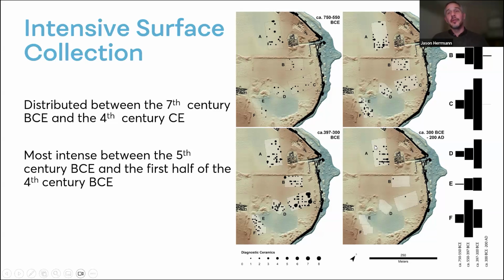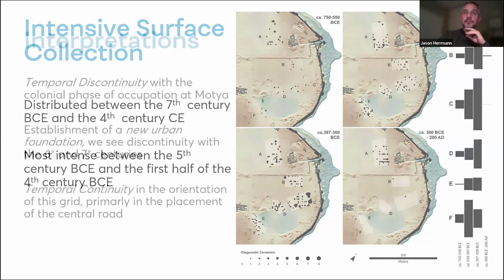And then even later with the Roman period, mostly confined to the area around the Caparazzo in the northeast. But the most intense work at Motya, the most intense deposits archaeologically, are between the 5th and the first half of the 4th century BC.